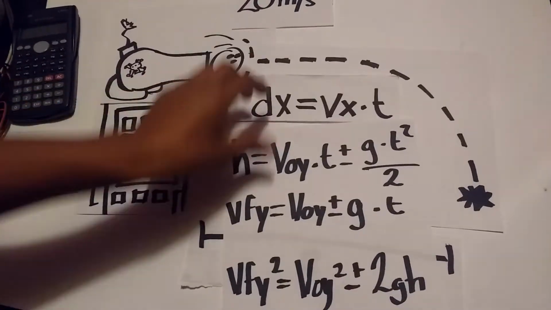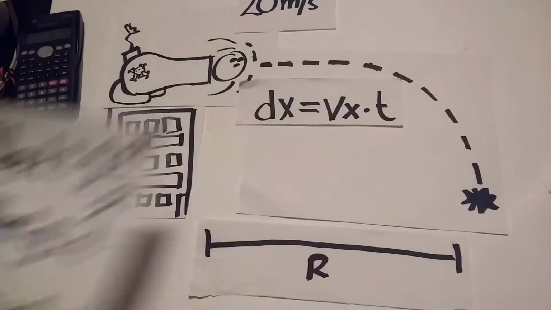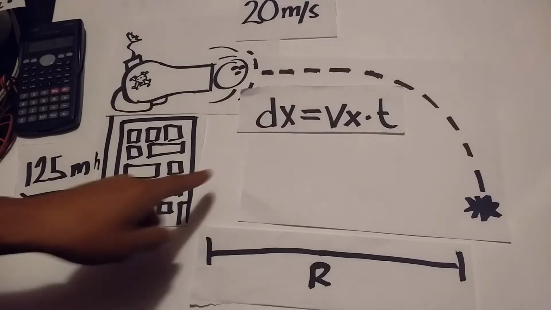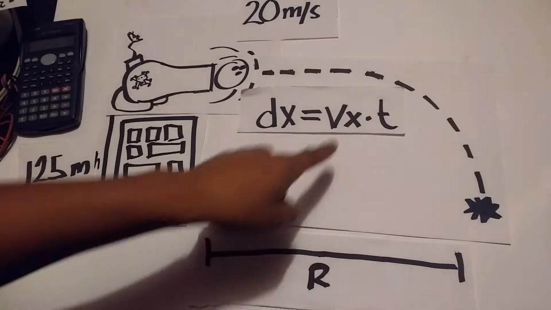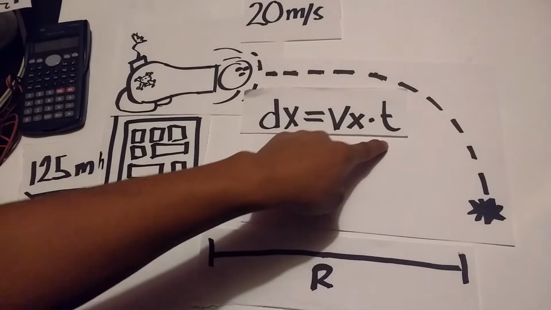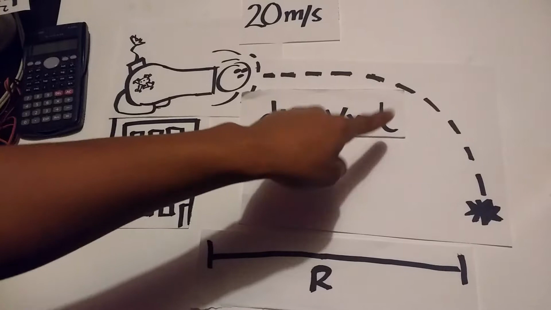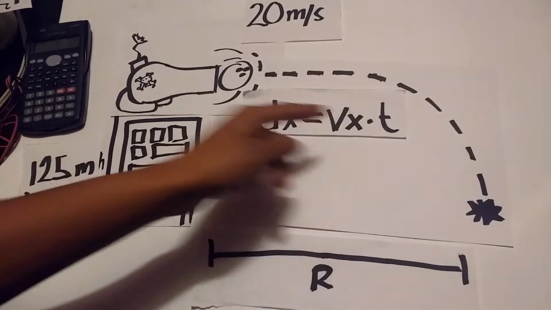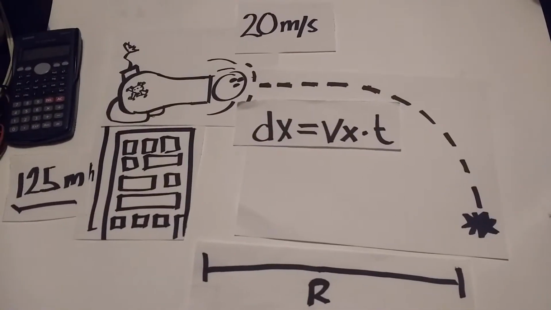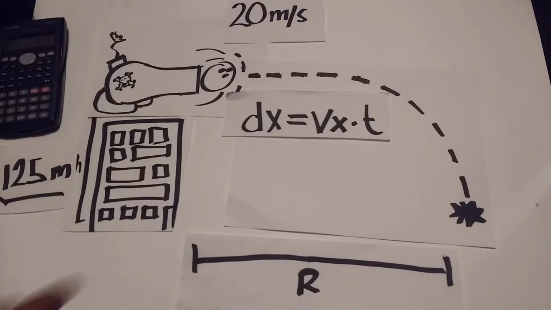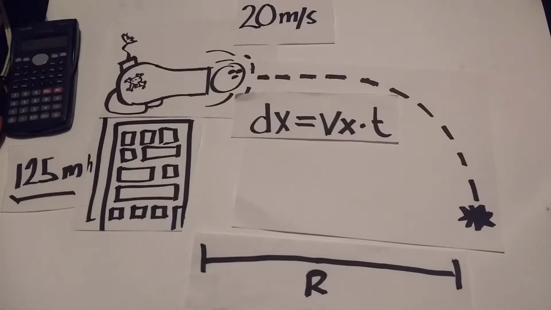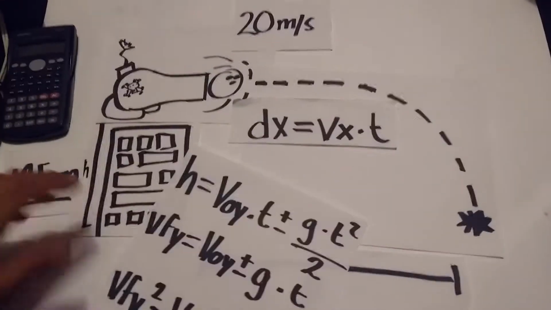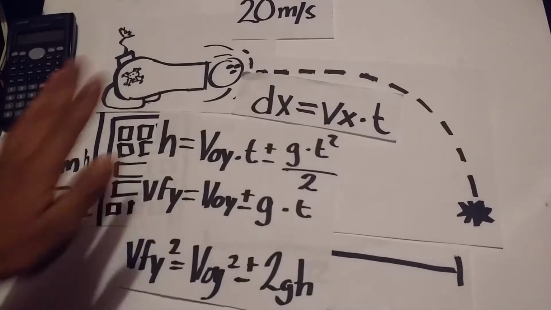First, we have to see if the formula of axis x is correct. We have the distance, no, we don't have distance. We have the initial velocity, but we don't have time. So we have to find time.